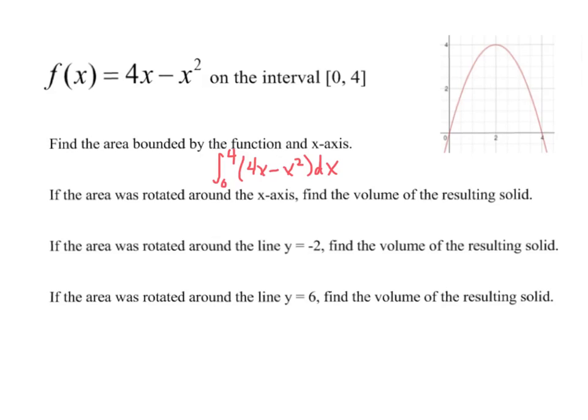Now this is one that we could easily do by hand. The antiderivative, of course, would be 2x minus 1/3 x cubed. Plug in 4, plug in 0. Easy enough to do by hand.